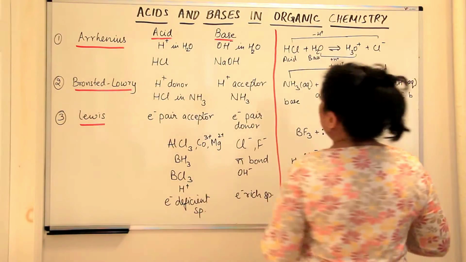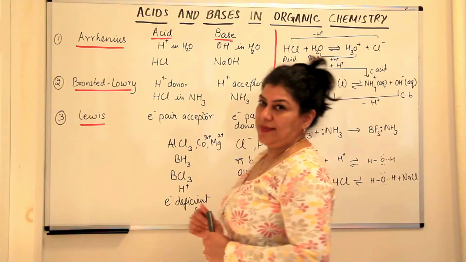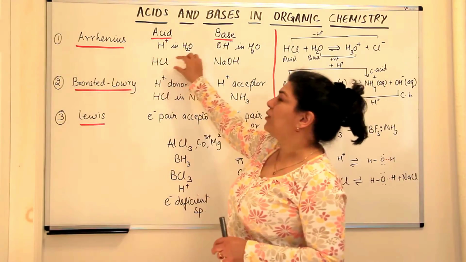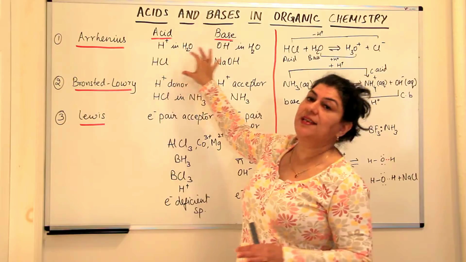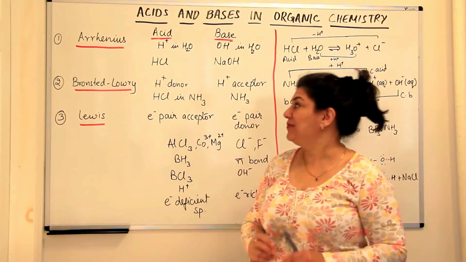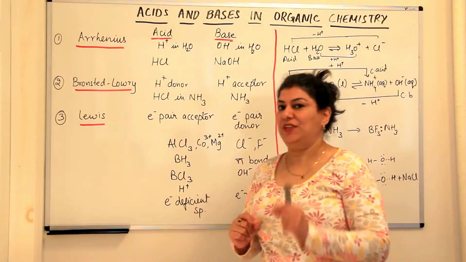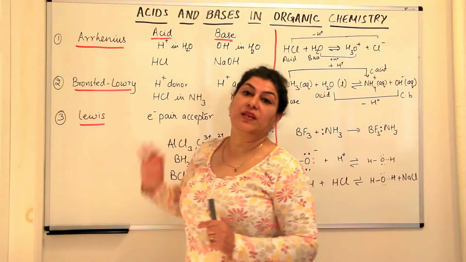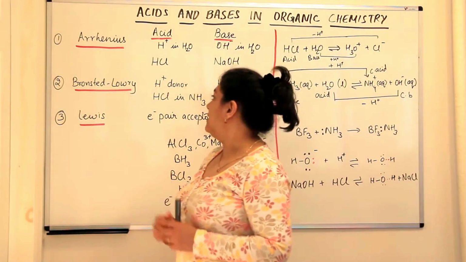So this was Arrhenius acids and Arrhenius bases. A substance that gives out H+ in water is an acid, and a substance that gives out an OH- in water would be a base. So we now come to the next definition, that is the Bronsted-Lowry definition of acids and bases.